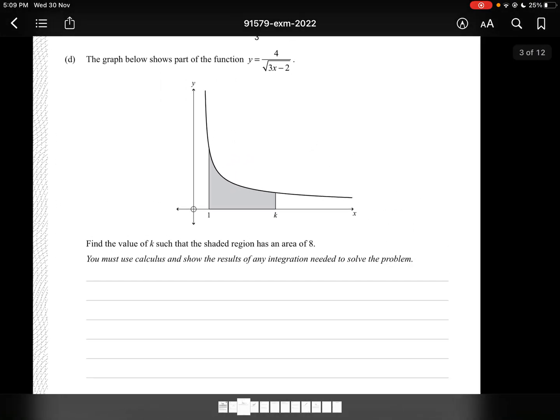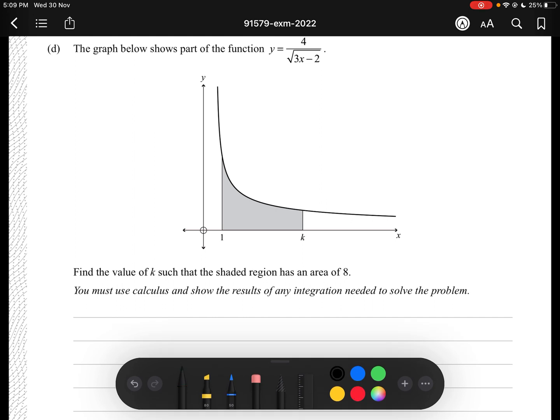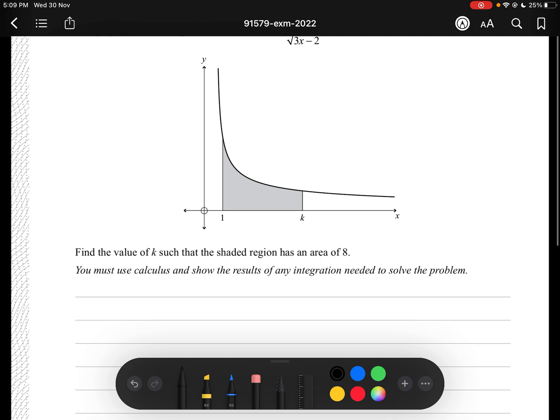All right, let's have a look at question number D. The graph below shows part of the function y equals 4 over square root of 3x minus 2. We're going to find the value of k such that the shaded region has an area of 8. So in this case, we're going to look at the bounds from x equals 1 to x equals k, and we know that the area is equal to 8.